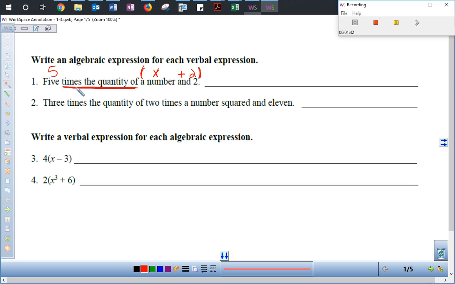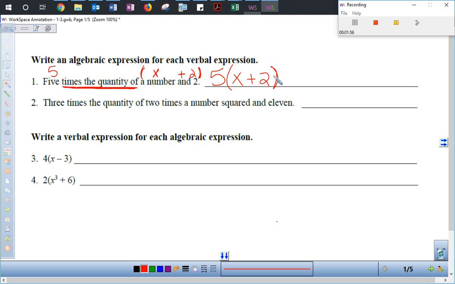So 5 times the quantity of a number and 2 is going to look like 5, parentheses, x plus 2. And then we close the parentheses. Now again, we read this as 5 times the quantity of a number and 2. Or you could read it as 5 times the quantity of x plus 2.